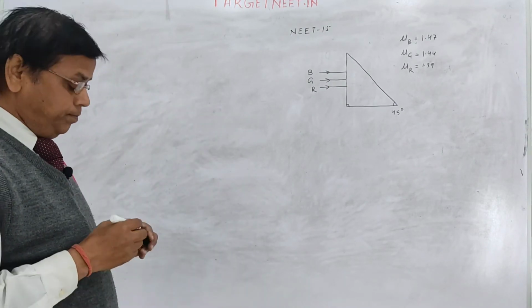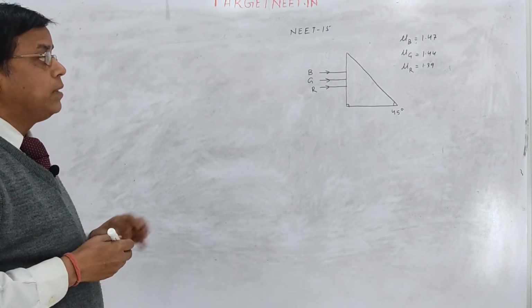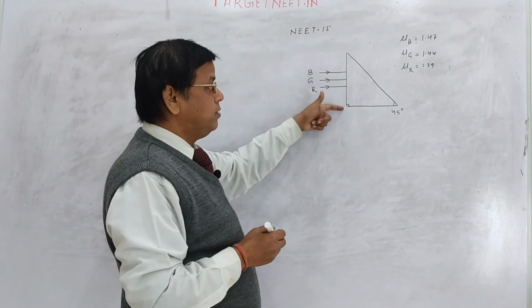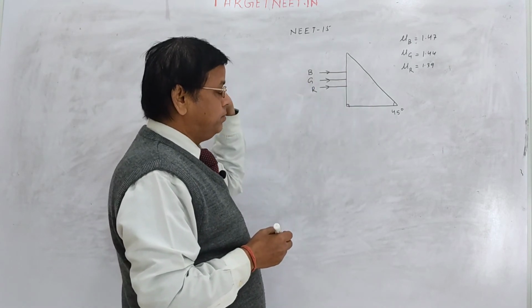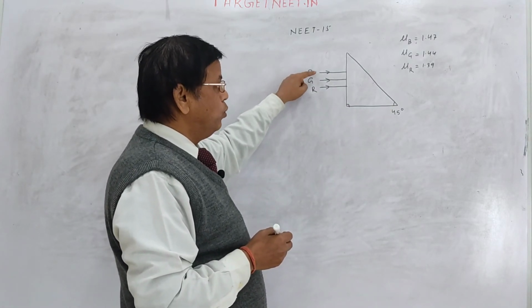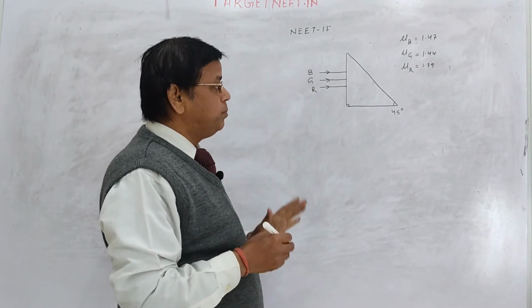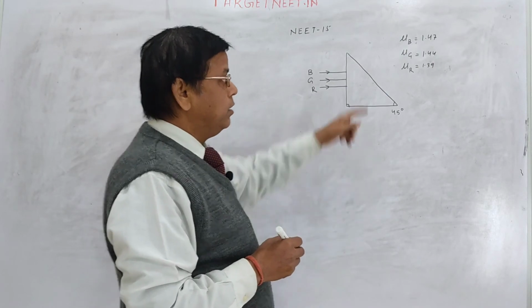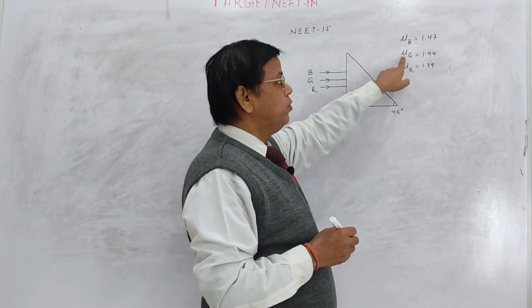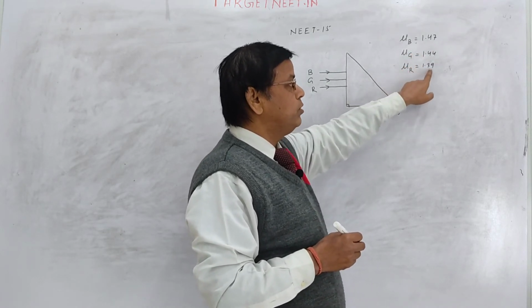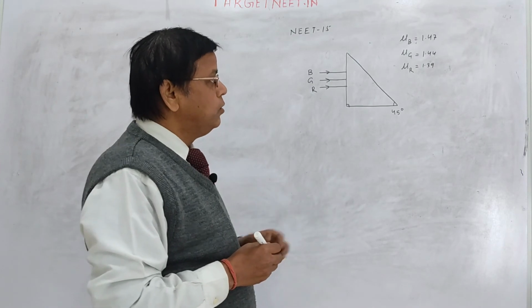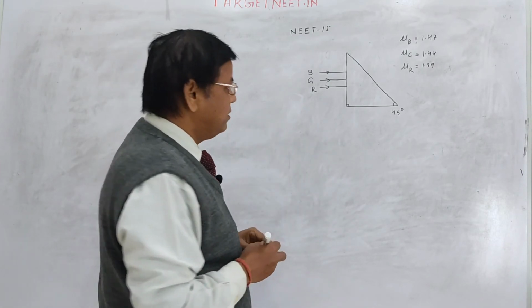Now this is another question asked in 2015, and this was a good question. There are 3 colors of light: blue, green and red, incident normally on this face of isosceles right angle triangle prism. This angle is 45 degree. So you have to tell which color out of 3 will be separated from other 2. Refractive indices are given here. For blue color it is 1.47, for green color it is 1.44, for red color it is 1.39. Refractive index is inversely proportional to wavelength. So lesser is the wavelength, more will be refractive index.